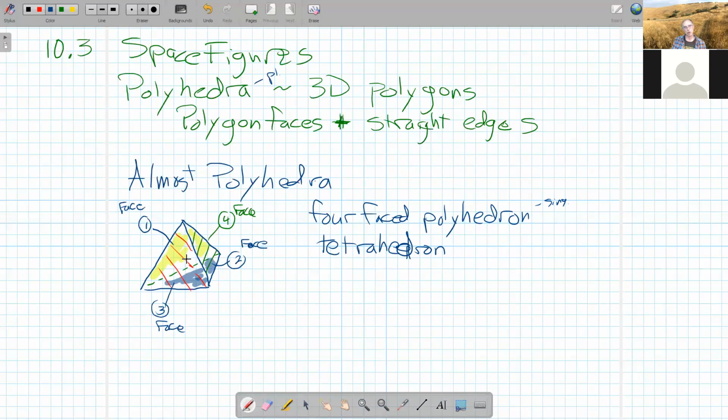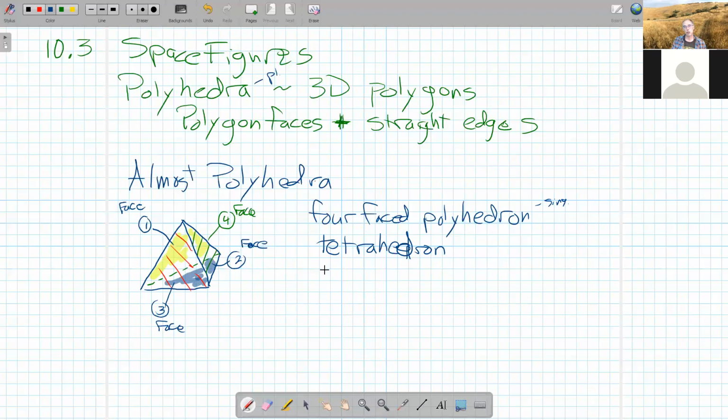So this is actually a polyhedron, and the one we made was a regular polyhedron because all of the edges were the same, all of the faces were the same, all of the vertices had the same number of edges coming out of them, and then all of the angles between each face were the same. And I'll talk more about that in a second.